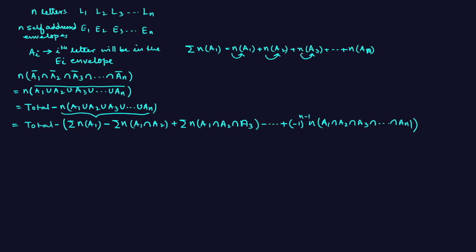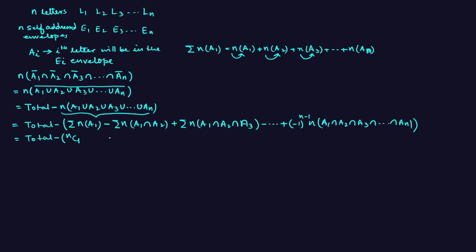The other letters can go to its self-addressed envelope or it may not go to its self-addressed envelope. That is not my concern when we are considering NA3. We are only concerned that A3, the third letter, is placed in its right envelope, E3. That's it. So for each one of these, if we consider that A1 is in its right envelope, it will be same as when we are considering that A2 will be in the right envelope and so on. So out of these n letters, in how many different ways you are choosing one letter, only one letter, which you are placing in its right envelope? Out of these n letters, one letter can be chosen in NC1 different ways.